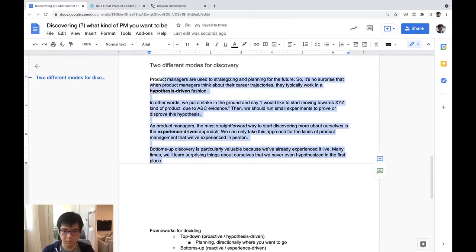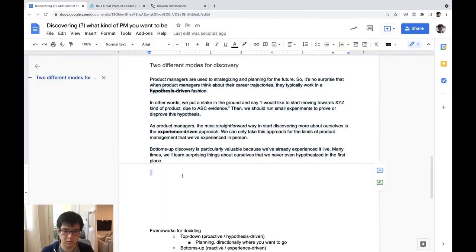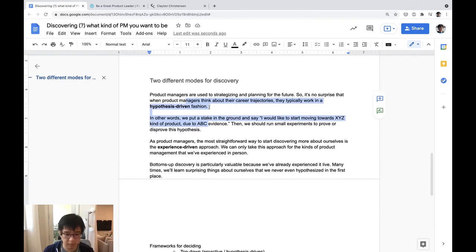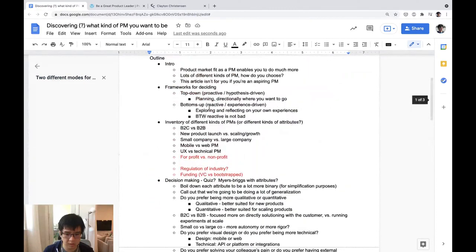It's not horrible. I think, yeah, 132 words. So I think what's happened here so far is I've now separated hypothesis-driven from experience-driven. There's more work that I need to do to clean them up, and more work to do to position them with one another. But I'm going to leave that for now because I want to try to get into some other pieces here.